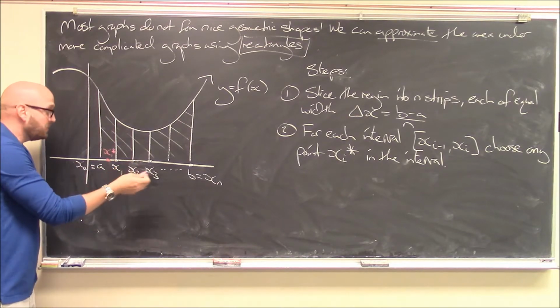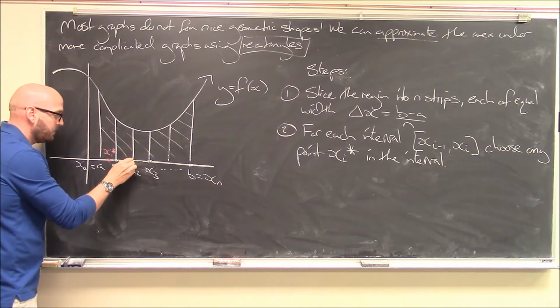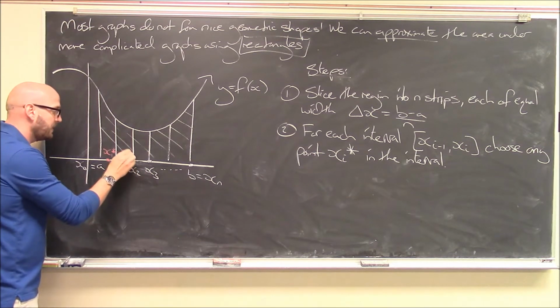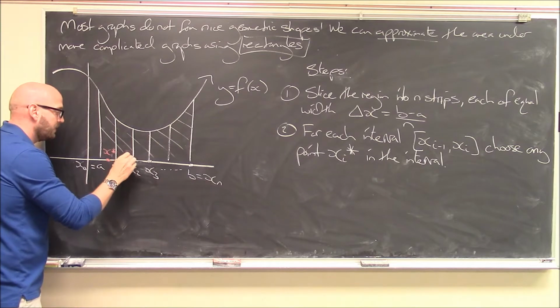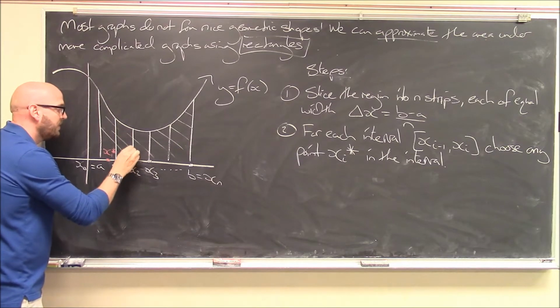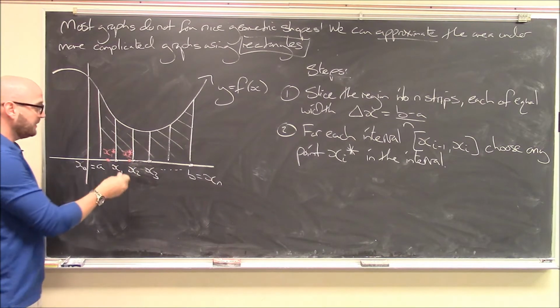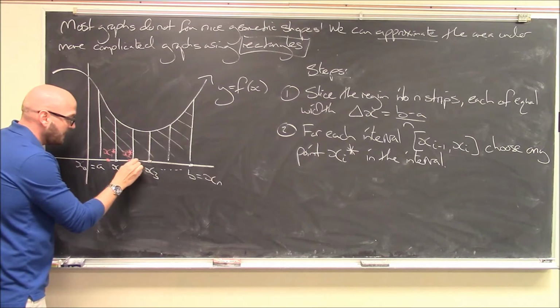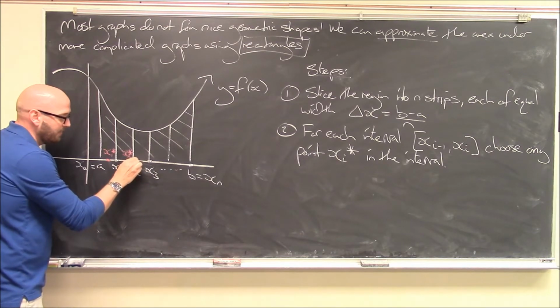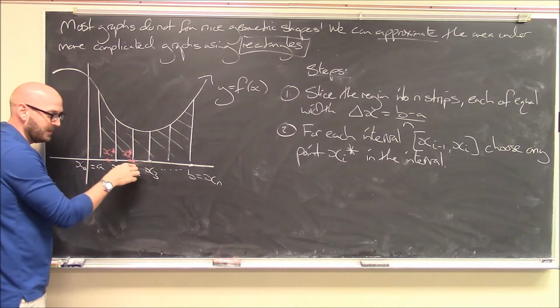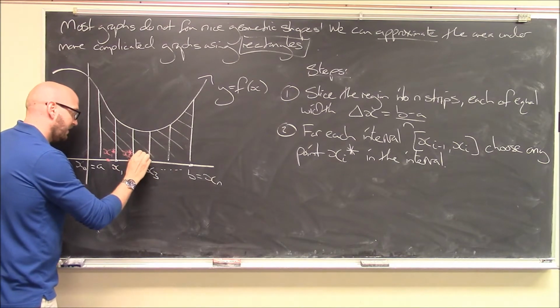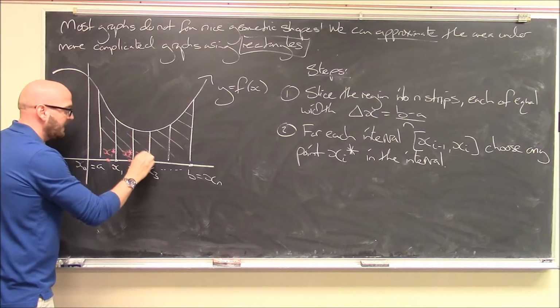Next interval, choose any point that you want. How about I choose this point right here, sort of off to the right a little bit. There's x2 star. Next interval, choose any point that you want. How about I choose the very left endpoint? So I'm choosing x2 itself. I'm just choosing any point between these two points. So there's x3 star.